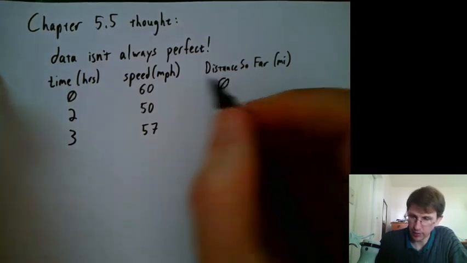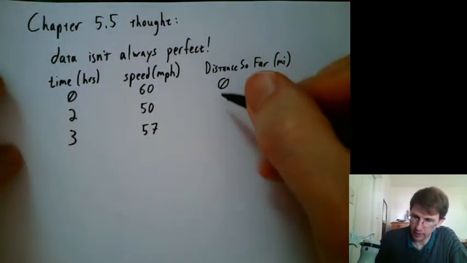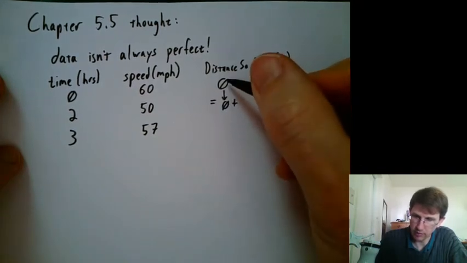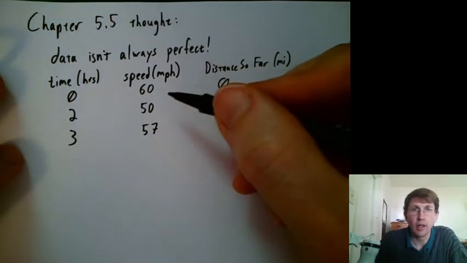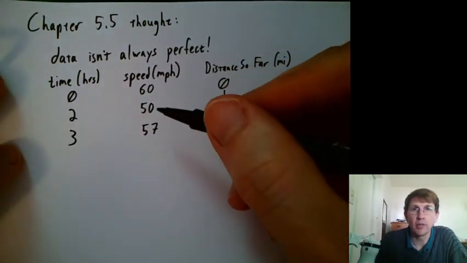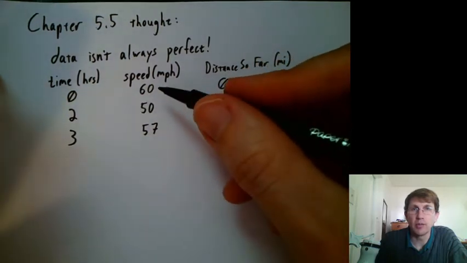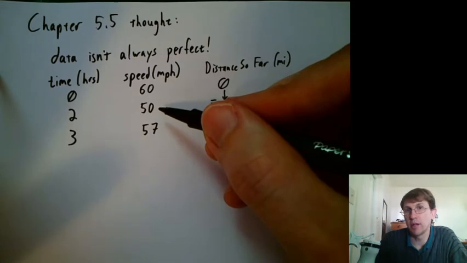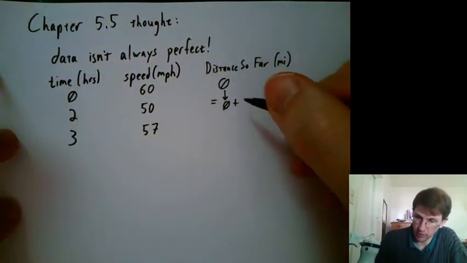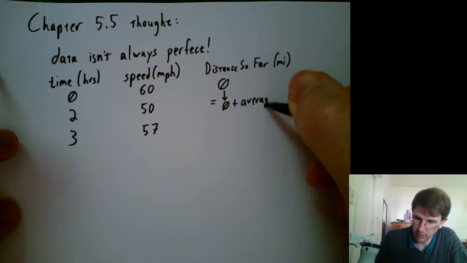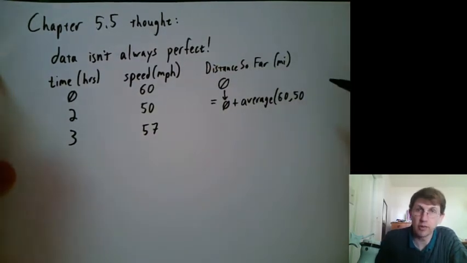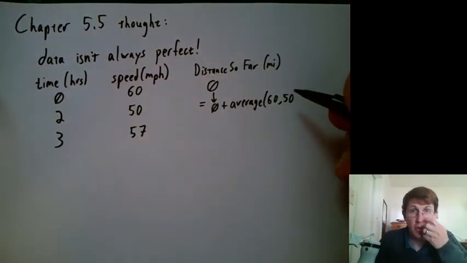We'd say the distance so far at time 0 is 0, and then what would we say for the next time point? Well, we'd say this equals the previous cell plus, and how far have they gone by time 2? Well, maybe they went 60 miles an hour the whole time, maybe they went 50 miles an hour the whole time, maybe average the two. So you could say average of the 60 and the 50. Of course, you would refer to the cells, you wouldn't type the numbers.